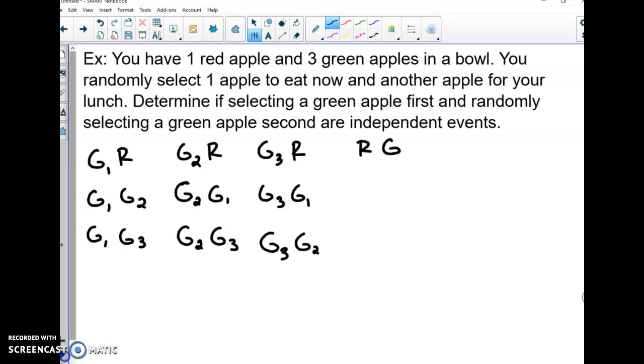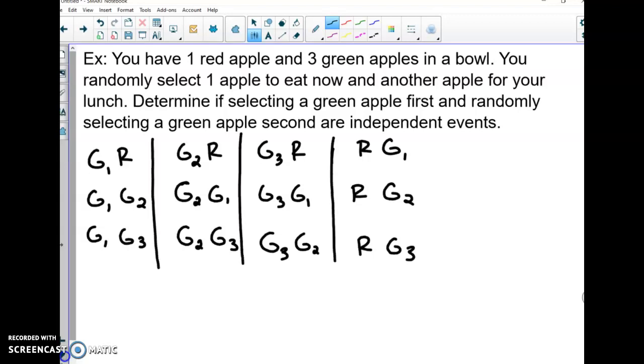But just something for you to note. So if I'm looking at this, here are all of my options for my different selections. Okay, so I got a total of 12 there. So this is going to help me out. So event A, the first event, is green first.